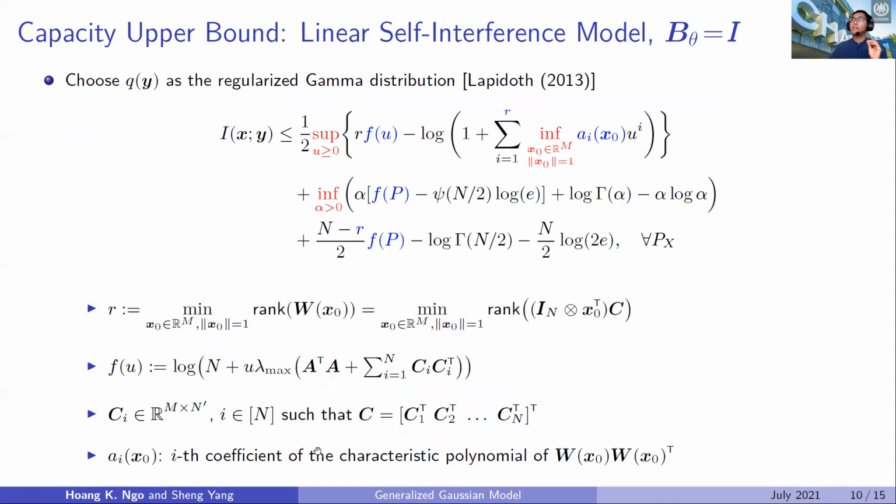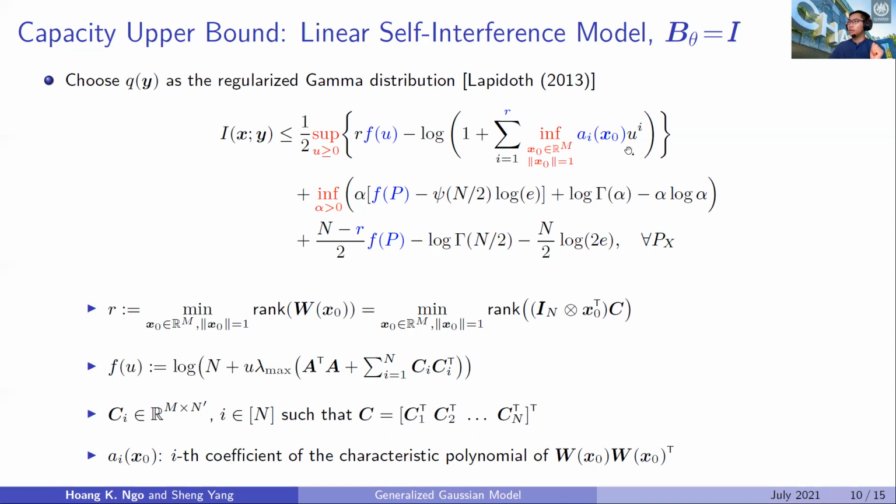For example, in the linear self-interference model, where the matrix B is an identity matrix, we choose Q_Y as the regularized Gaussian gamma distribution, which is given in the well-known paper of Lapidoth and Moser on the duality approach. And with that, we obtain this upper bound on the mutual information, which is an upper bound on the channel capacity. So to evaluate this bound, we have to compute the parameters and the functions in blue here. And here we show how to compute them using the knowledge of the matrices A, B, and C given in the model. We also have to implement several optimizations in red.